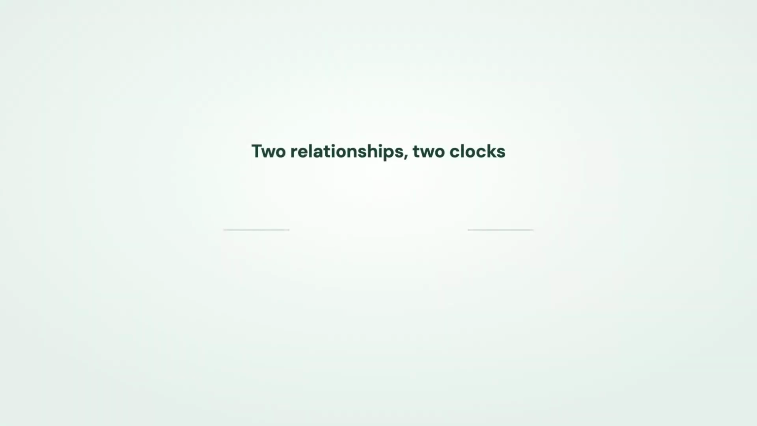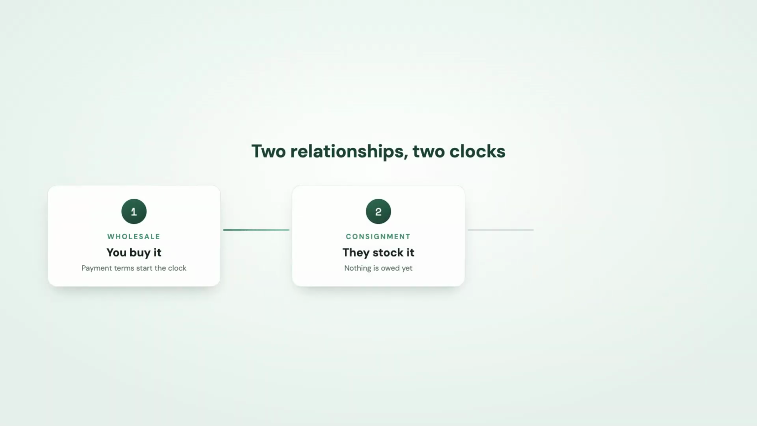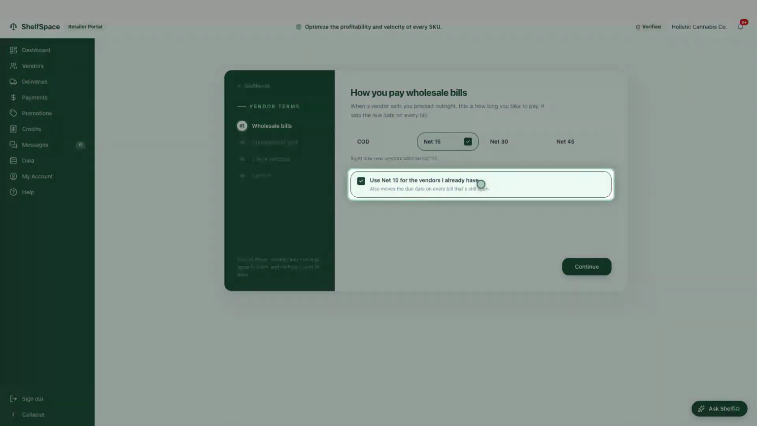Consignment is the other one. The product sits on your shelf, but it isn't yours, and you owe nothing until a customer buys it. Payment terms belong to the first relationship. The split belongs to the second. They never mix. This box is blunt on purpose.